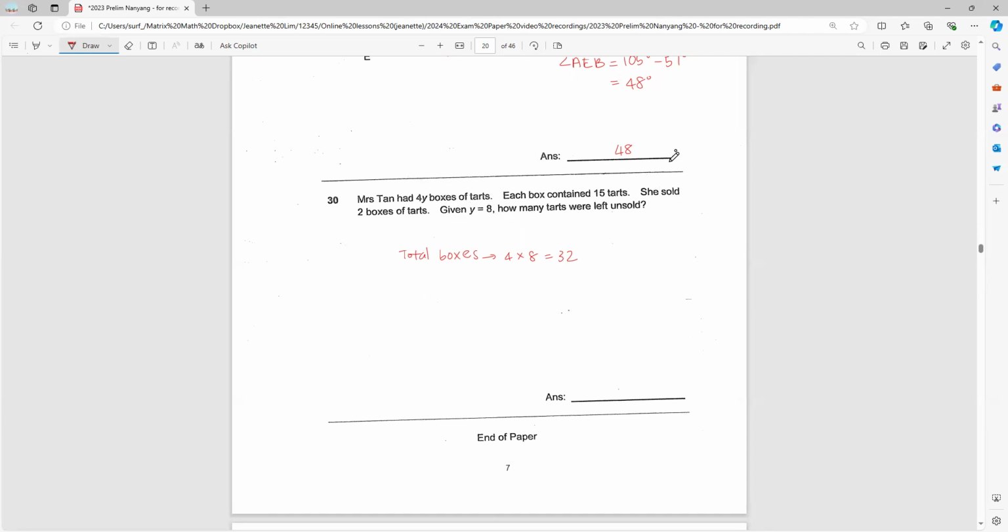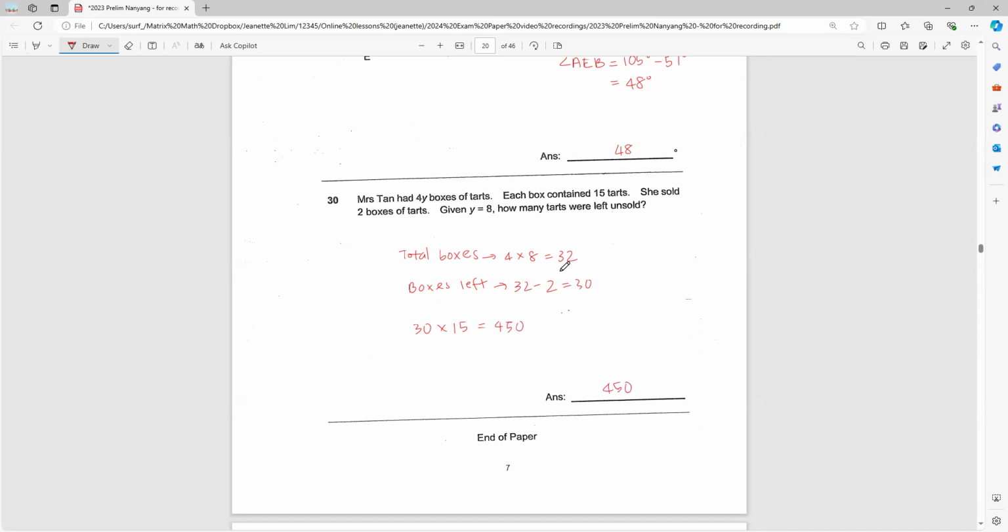So let's not take 32 times 15 first, okay? Let's not find the total number of tarts first. Let's deal with the boxes first. You have 32 boxes at first. She sold 2 boxes. So how many boxes are left? Which is 32 minus 2. Okay, there are 30 boxes left. Now, question, how many tarts were left? So we take this number of boxes, multiply by 15. So this is 450. Okay, answer 450.